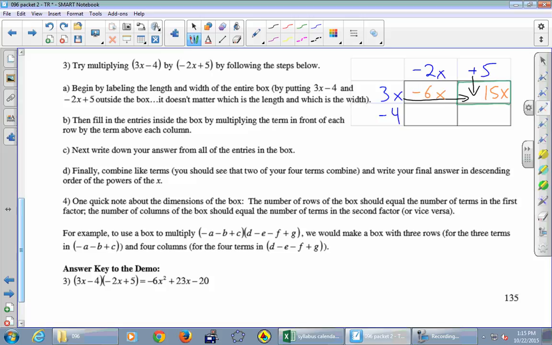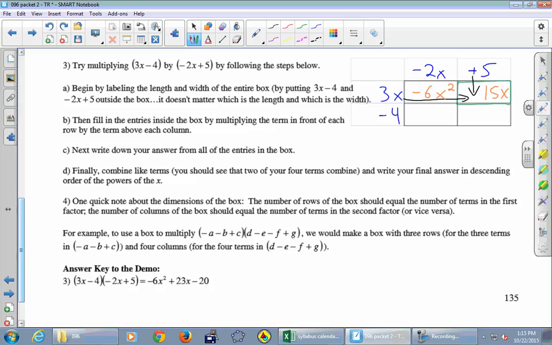Anybody put negative 6x in the top left? Should some of you put negative 6x? Don't be shy. Some of you put negative 6x. What should it be? It should be x squared, right? So we just got to be really careful that we are keeping track of all of the x's.